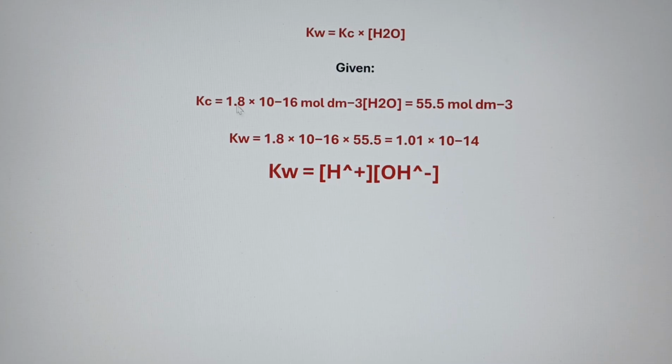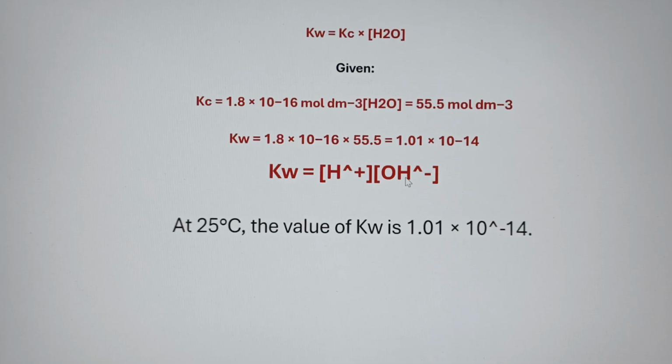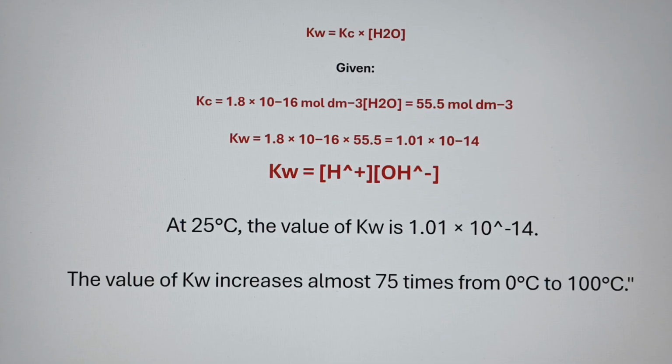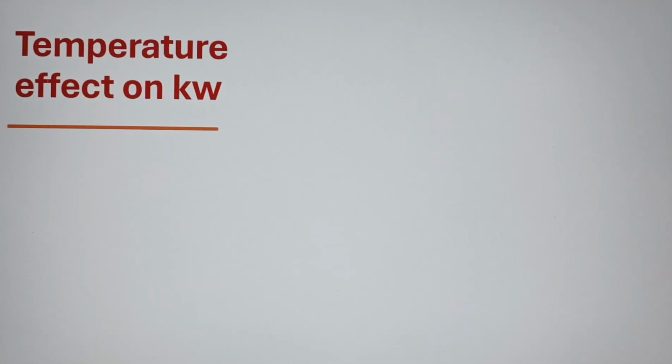To handle this in calculation, scientists multiply the equilibrium constant Kc with the constant concentration of water to get a new constant called Kw. Here Kw is equal to the equilibrium constant Kc multiplied by the concentration of water. Here we are given the value of Kc, the equilibrium constant of water, which is 1.8 times 10 to the power minus 16 mole per decimeter cube. The concentration of water is 55.5 mole per decimeter cube. Now, by putting these values in this formula, we get the value of Kw, which is equal to 1.01 times 10 to the power minus 14.